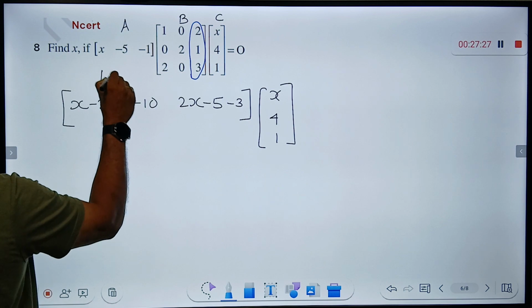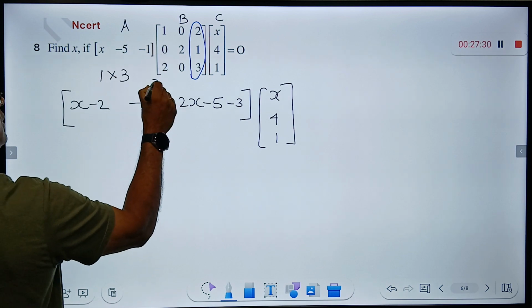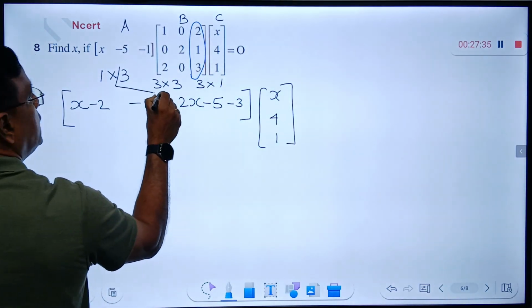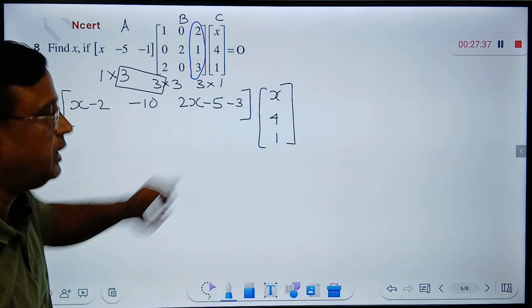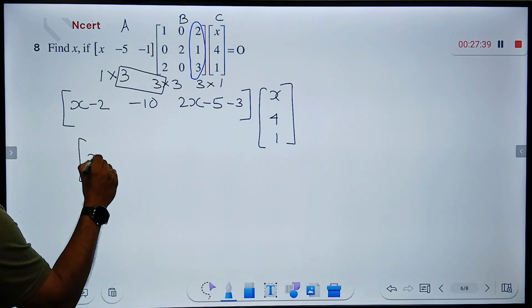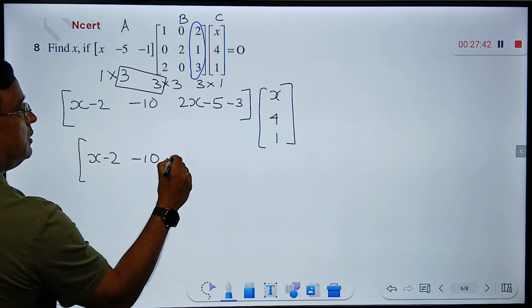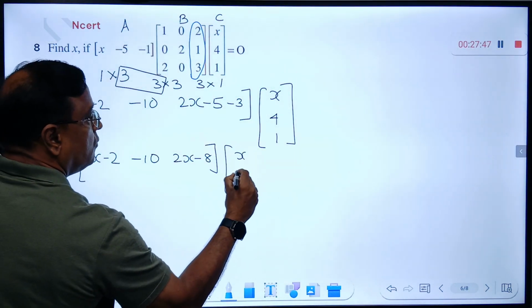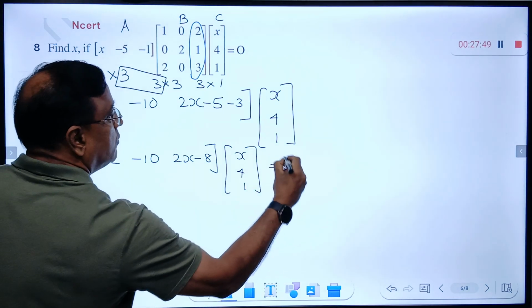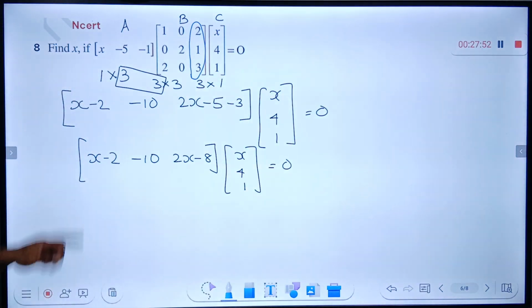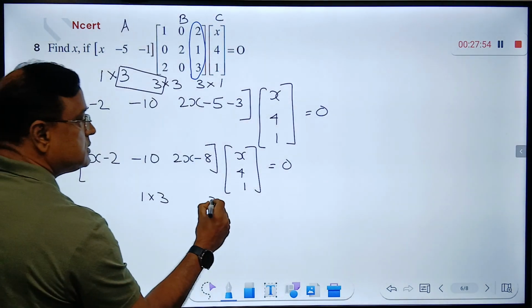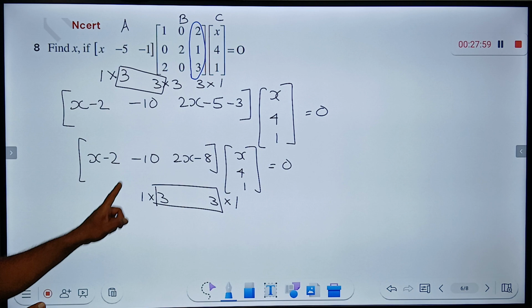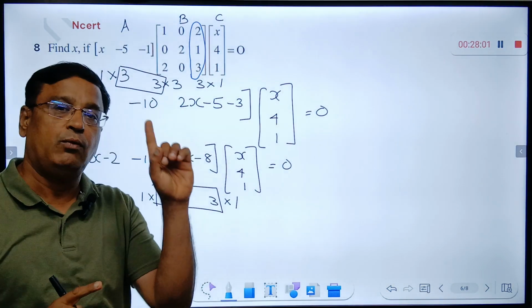Once again, I am supposed to do this 1 by 3. This was 3 by 3, and this is 3 by 1. Multiplication was possible, and I got 1 by 3. So what is this actually? X minus 2, minus 10, 2x minus 8, into x, 4, 1, equal to 0. This is 1 by 3. This is 3 by 1. Is it possible to multiply? Yes. And what will be the order of the resultant matrix? It will be 1 by 1.